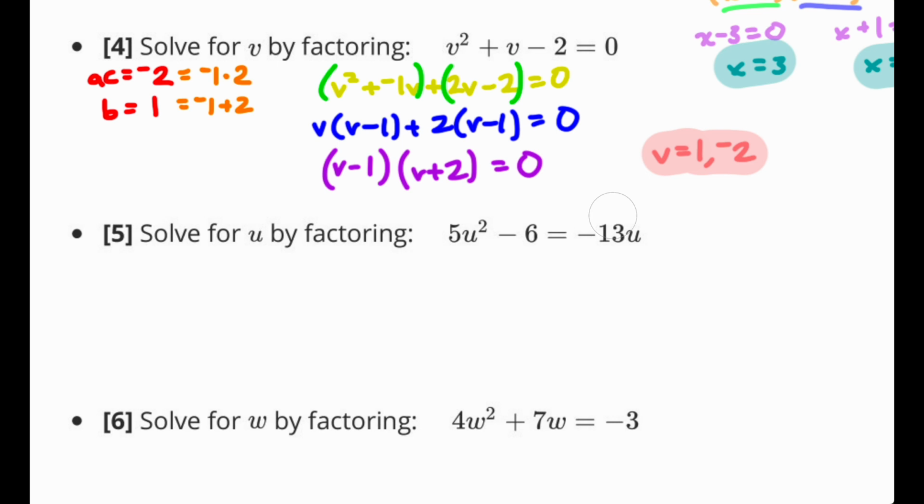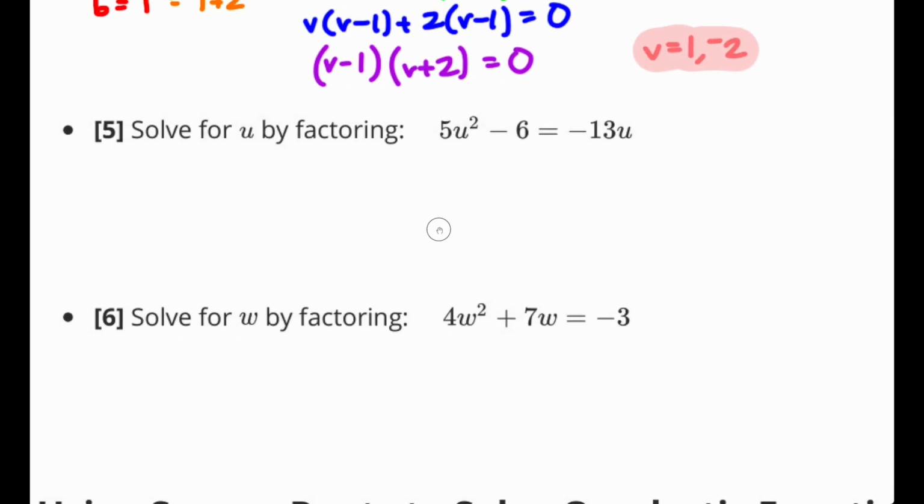Now it is important to understand what we're actually doing here. If you used this value and plugged it into this equation, so 1 squared plus 1 minus 2, you do get 0. So that one checks out. Plug in -2, you get 4, minus 2 is 2, 2 minus 2 is 0. This one checks out. So basically those two values can be used to find the two answers from the original equation.